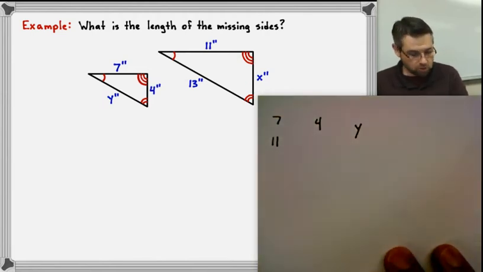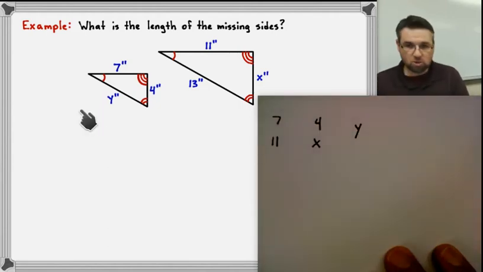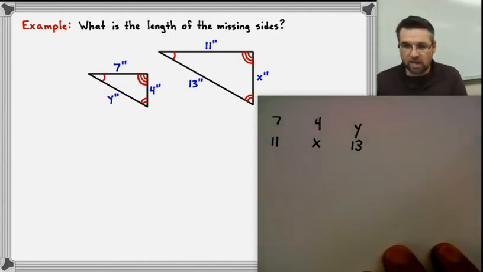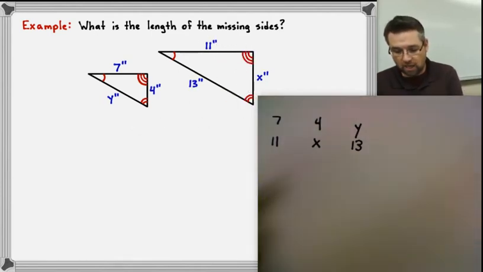And then, well, what goes with the 4? What corresponds with the 4? We can see that the x corresponds with the 4. And then what corresponds with the y? We can see that the 13 corresponds with the y. So all I did was I listed the 3 side lengths of one triangle, and then I listed the other 3 side lengths of the other triangle right underneath it.